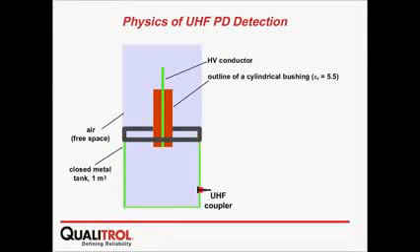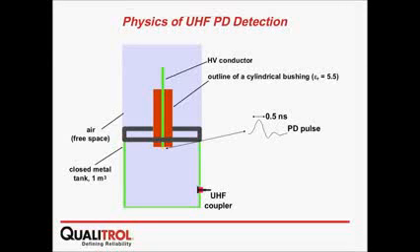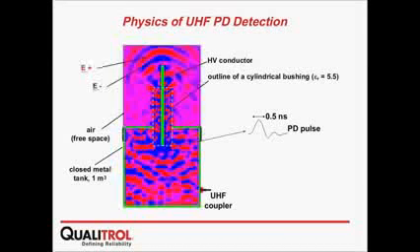Here we have a good example. Imagine that this is a GIS with an enclosure, a metal enclosure. We have a box insulation over here, and we have a conductor where it will simulate partial discharge, a protrusion on the live conductor. So the PD, as I mentioned before, is fast. It happens at 0.5 nanoseconds. We also have a UHF coupler in that enclosure to be able to capture that signal.